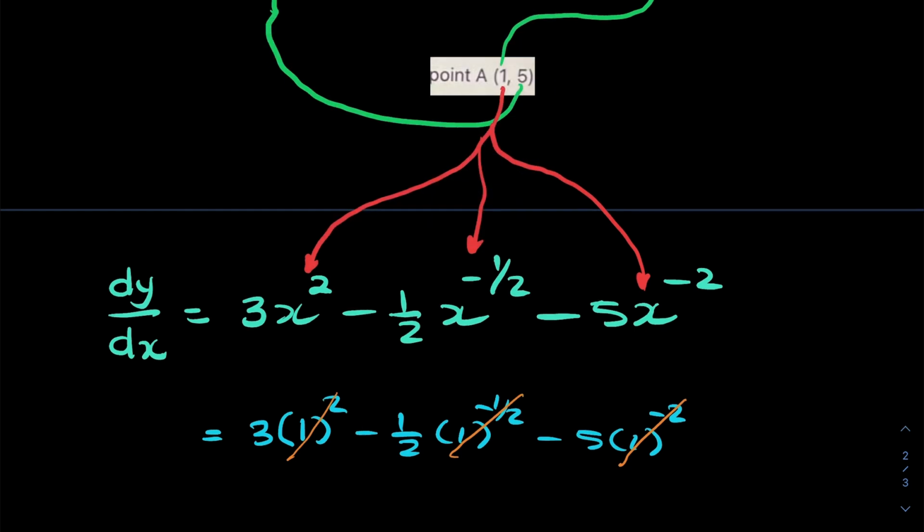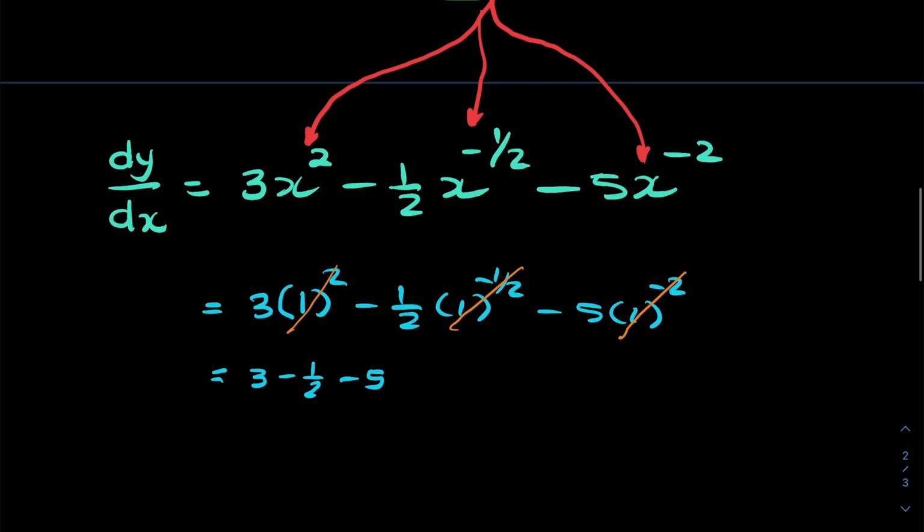So that gives me 3 minus a half minus 5. So 3 minus a half is 2.5. 2.5 minus 5 is minus 2.5. Okay, another way of writing that is minus 5 over 2. Okay, let me just check that. Okay, so that's dy by dx.